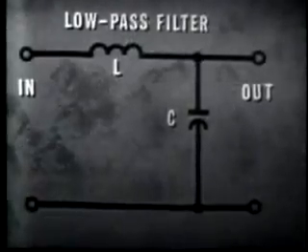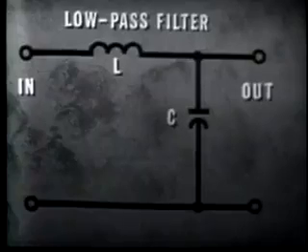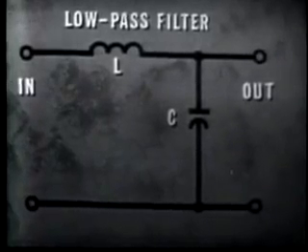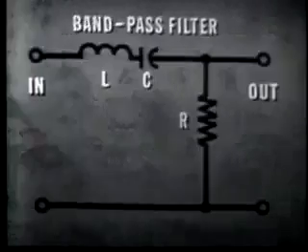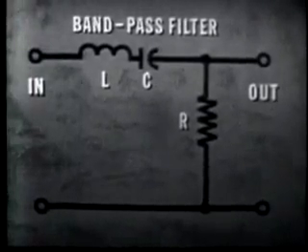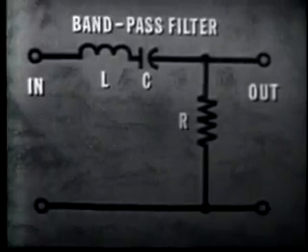In our first lesson on simple filters, we found that almost all filters can be classified as low pass, to pass a range of frequencies up to a certain value and reject those above that value; high pass, to pass a range of frequencies above a certain value and reject those below that value; band pass, to pass a selected band of frequencies while rejecting all others; and band reject, to reject a selected band of frequencies while passing all others.